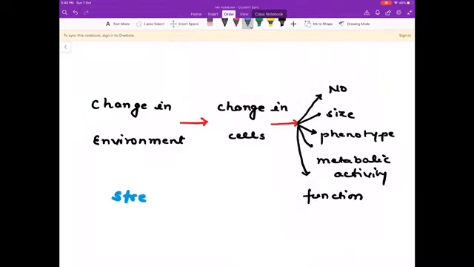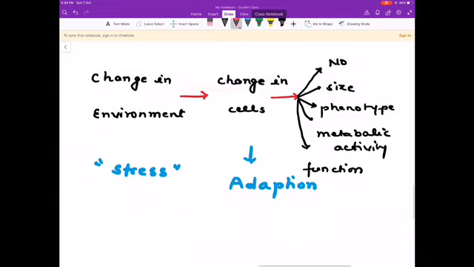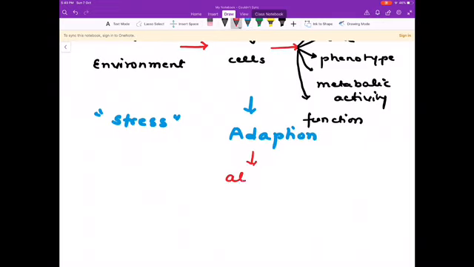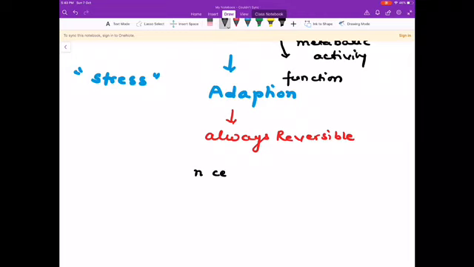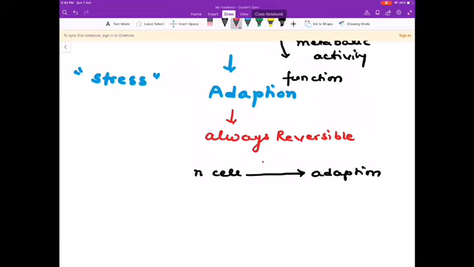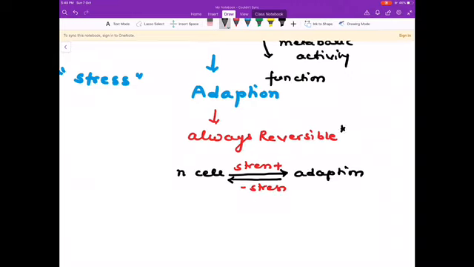This change in the environment is known as cellular stress. Change in the cell is known as cell adaptation. And all the cell adaptation, you must know this very important point, they are always reversible. What do we mean by it? When a normal cell goes through adaptation, when it is put under stress, if the stress is removed, it can come back to its normal stage.